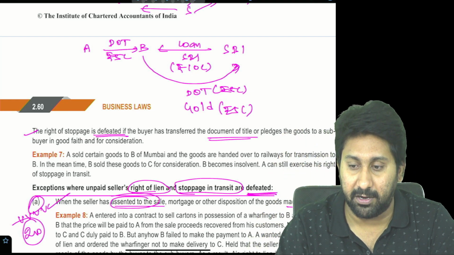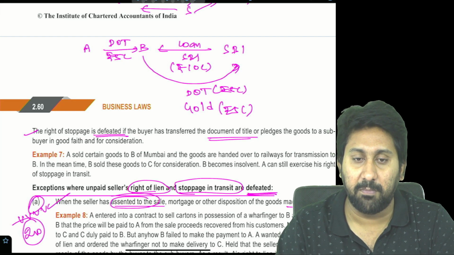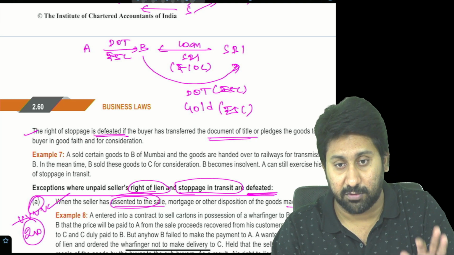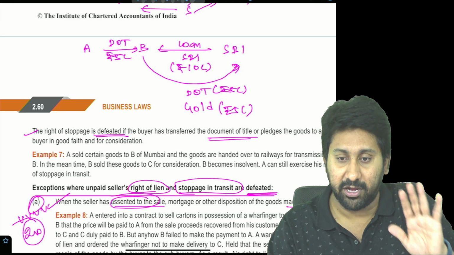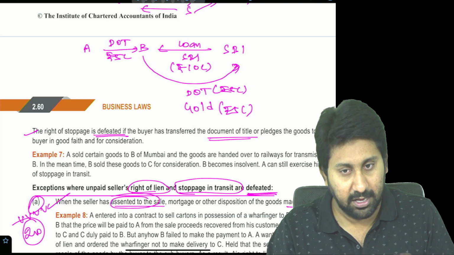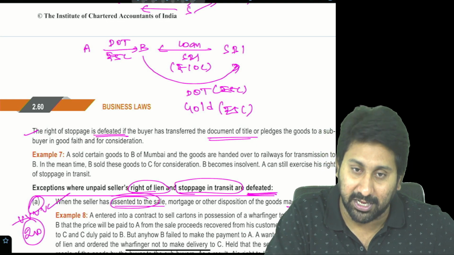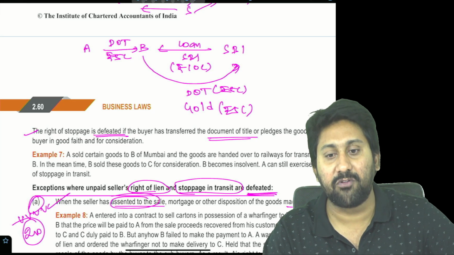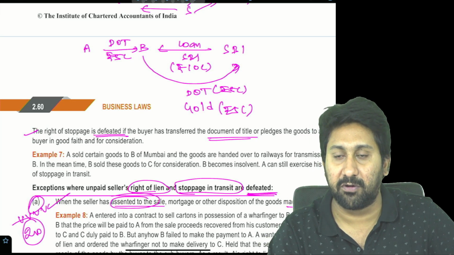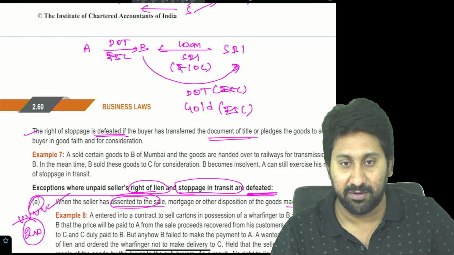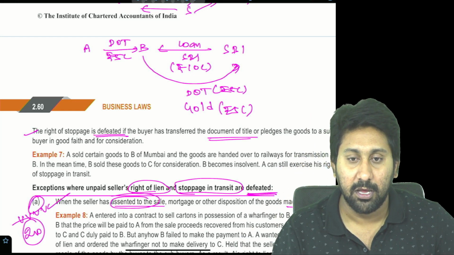Now what happened? A came to know that B has become insolvent. He can stop the transit, he can exercise lien, or he can stop the goods. You can stop the goods when you pay the necessary amount to SBI. SBI is not a fool. You only transferred the document of title to B, allowing him to sell. He didn't sell. For that case, you should be very happy. He only pledged the goods with SBI.